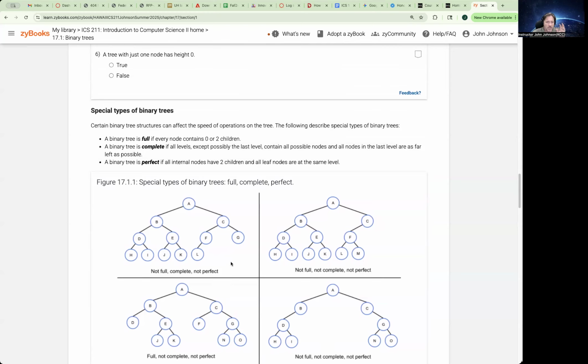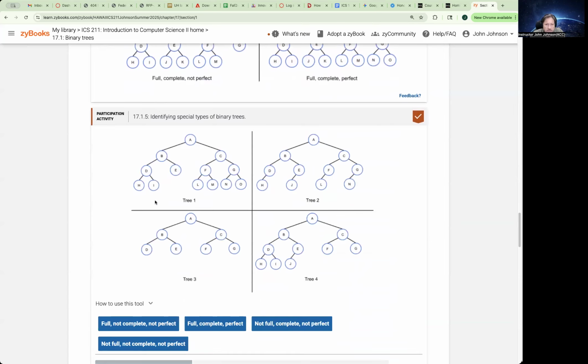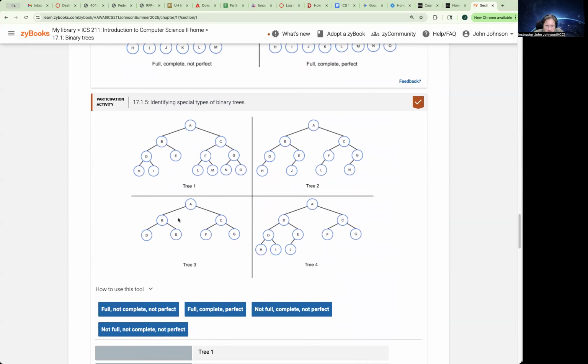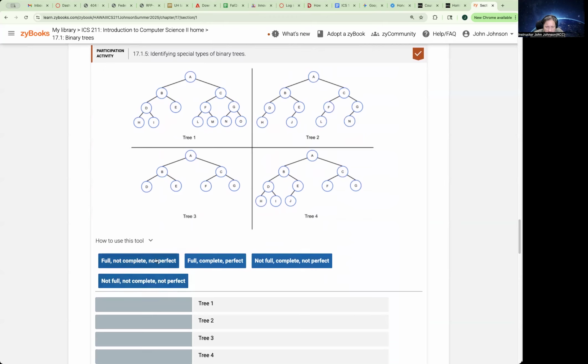So get used to those definitions. They take a little bit of thinking, but go ahead and look through them. Look and see what it really means. What is it that we're looking for when we're looking for something that's complete, when it's full, when it's perfect. And then down here in the participation activity, I want you to identify the special type of binary trees. We need to match up the different ones with the tree 1, 2, 3, and 4.